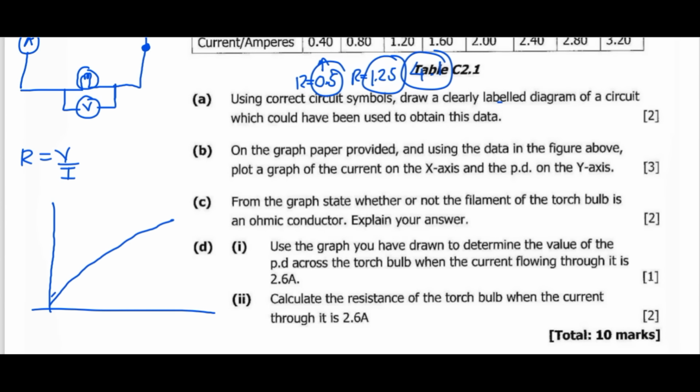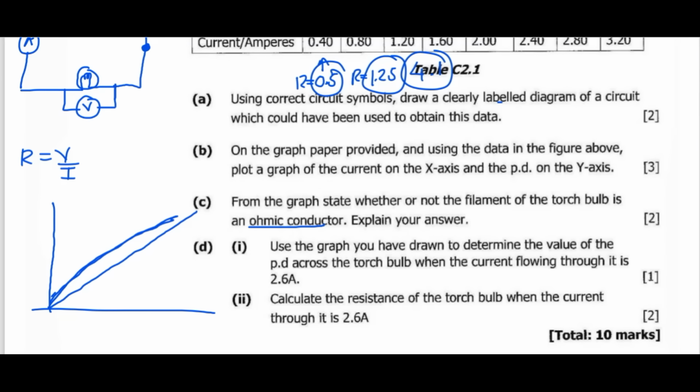Then for C, from the graph, state whether or not the filament of the torch bulb is an ohmic conductor. The answer is this is not an ohmic conductor. Why? The line will not be straight. So that is what you are going to say for C. You are going to say the filament is not ohmic. It did not obey Ohm's law. For us to have Ohm's law, we need to have a linear line or a straight line. So you say the filament is not an ohmic conductor because the resistance was not constant. The resistance kept on changing.